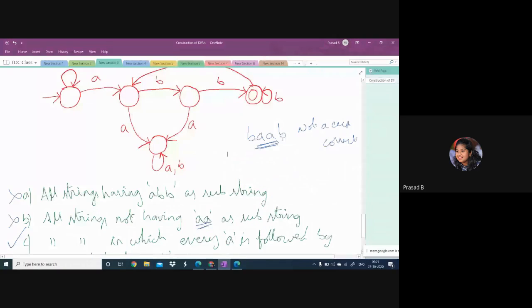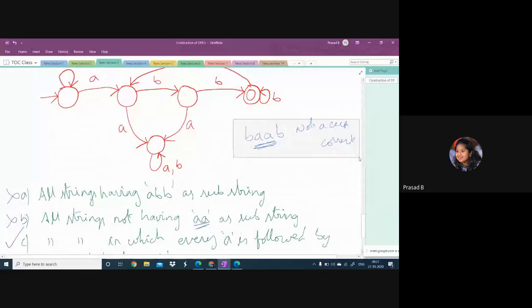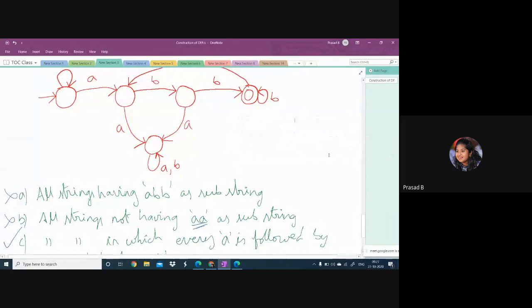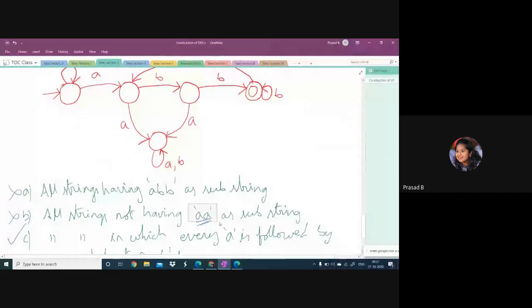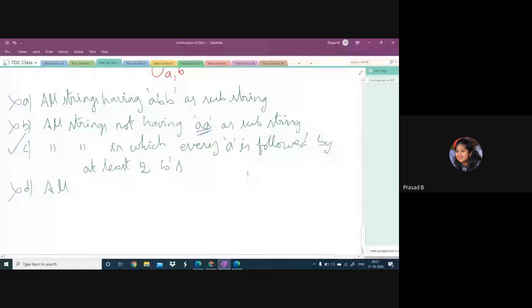So, it accepts if AA is not there. And if AA is there, it will not be accepted. Okay, that is the second option. But it is not accepting even though AA is not there. That is the reason the second option is not correct. Whereas it accepts every string in which A is followed by minimum 2 bits.